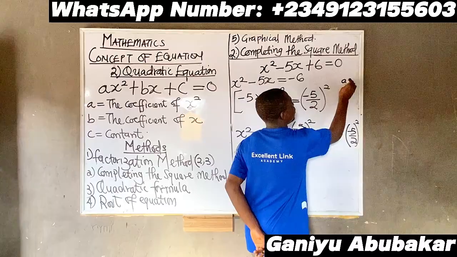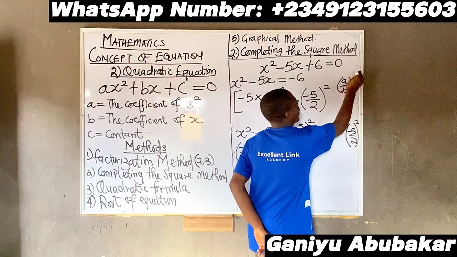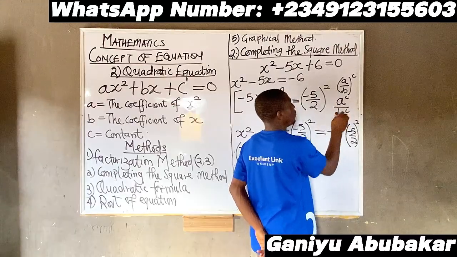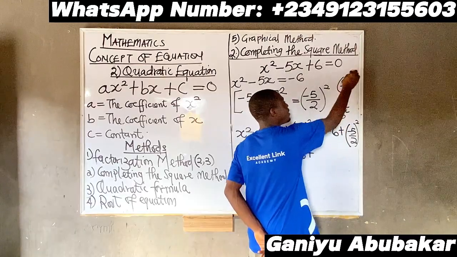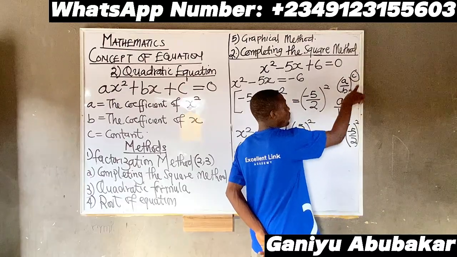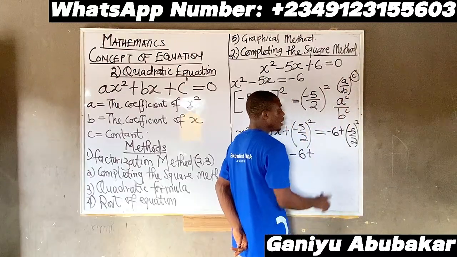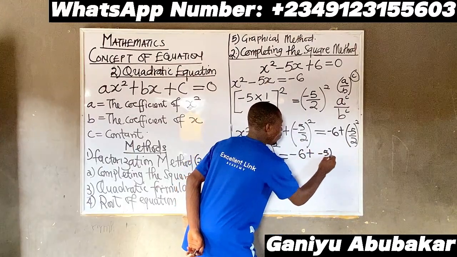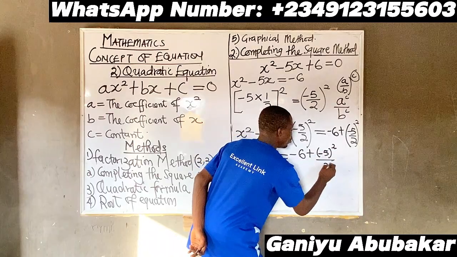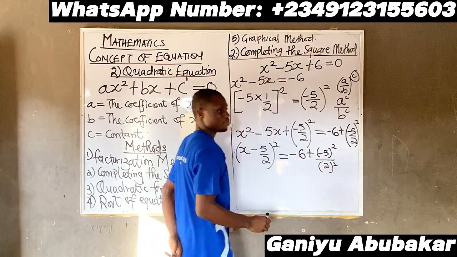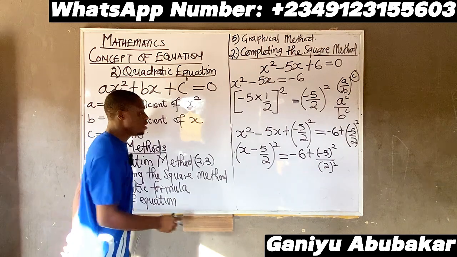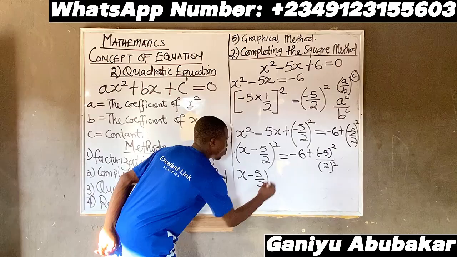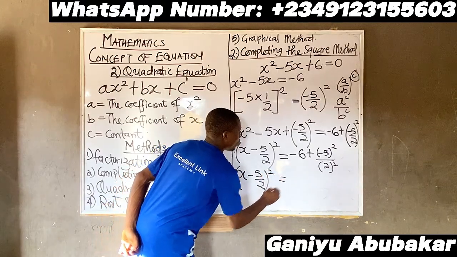If I have a over b all to the power c, that gives you a to the power c over b to the power c. The power affects a and affects b. Applying this gives you minus 5 over 2, all squared, that is minus 5 all squared over 2 all squared. Replace that and it gives you x minus 5 over 2, all squared, is equal to what?